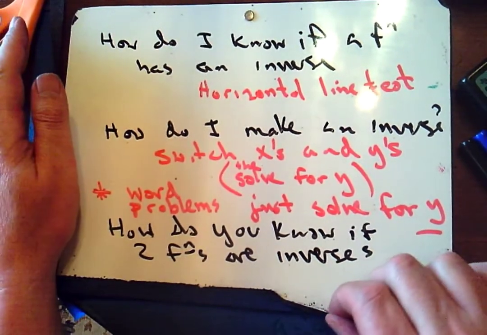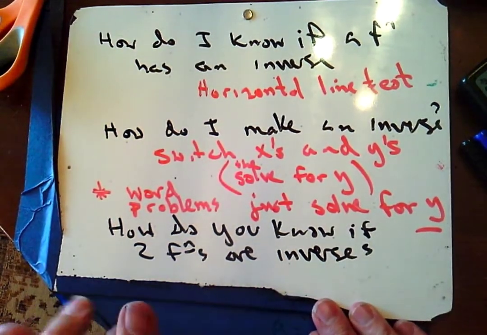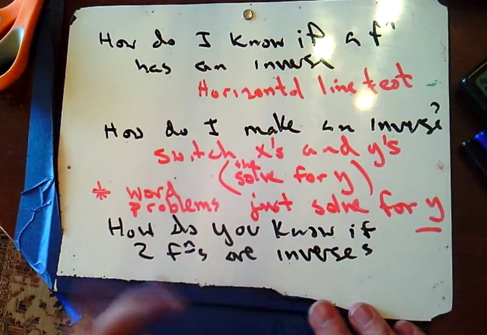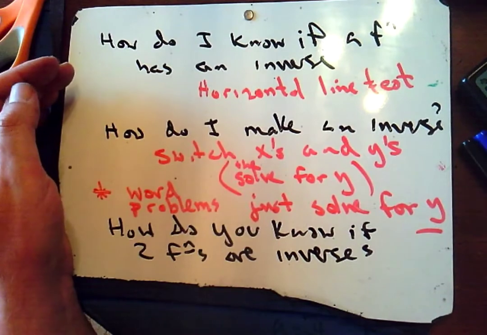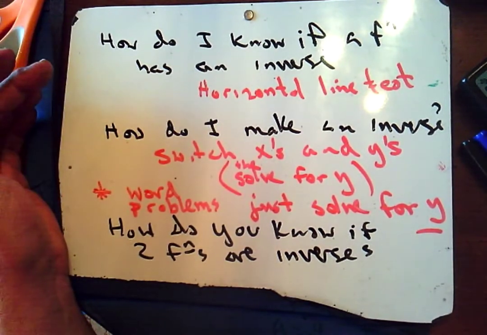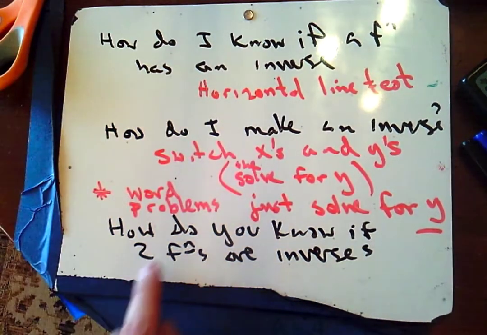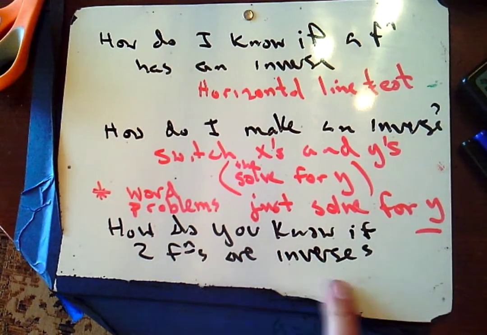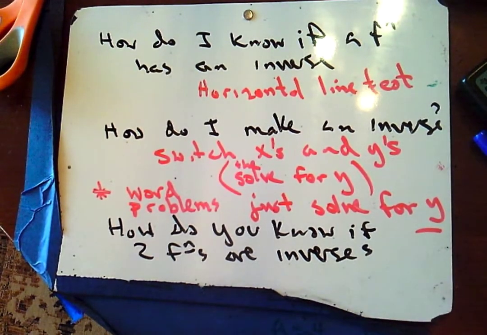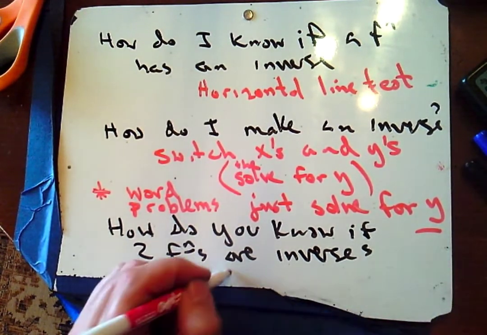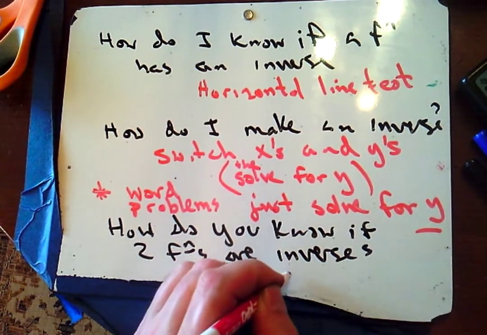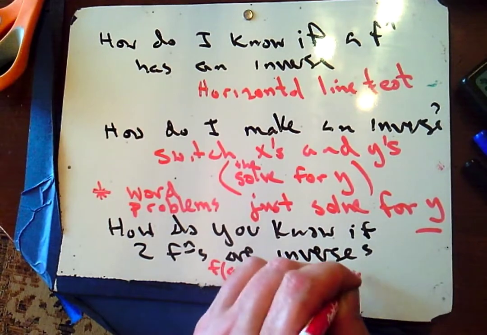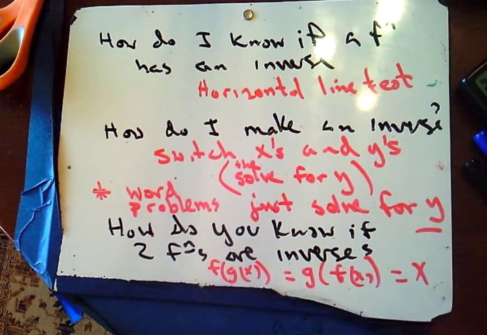So really remember, when we're doing inverse functions, we're switching the x's and y's. We should see that on a graph. We should see that from a table. And if I know two functions are inverses, this is where we have to algebraically do the composition. We'd want to see algebraically f of g of x equals g of f of x equals x.